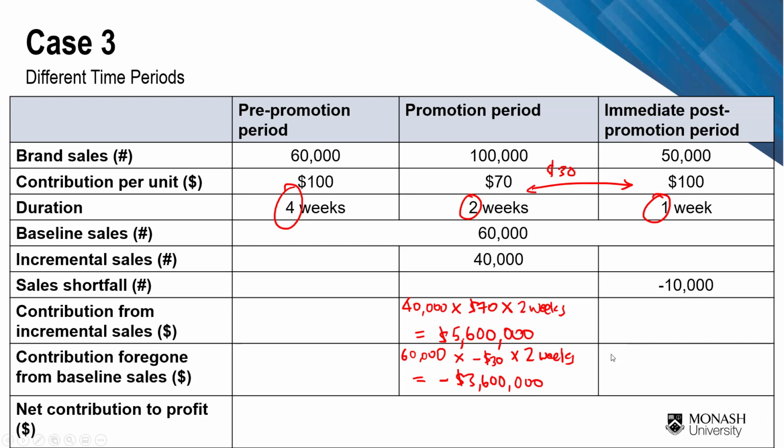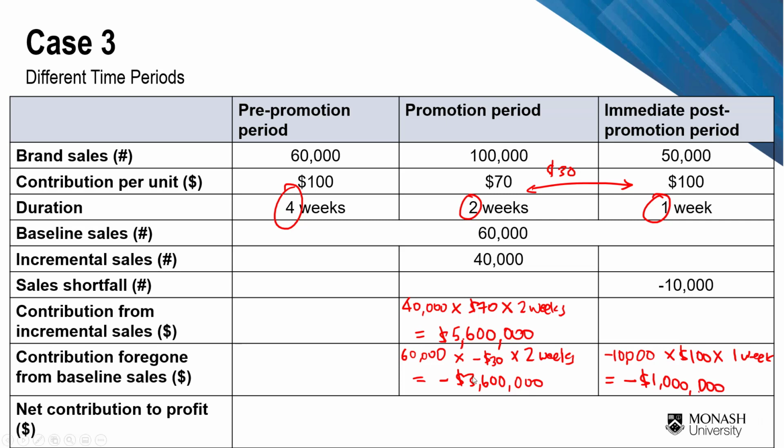Okay. And lastly, because there is a shortfall or a dip in the baseline, we have to put minus 10,000 times 100 times 1 week. So this is going to be minus 1 million.